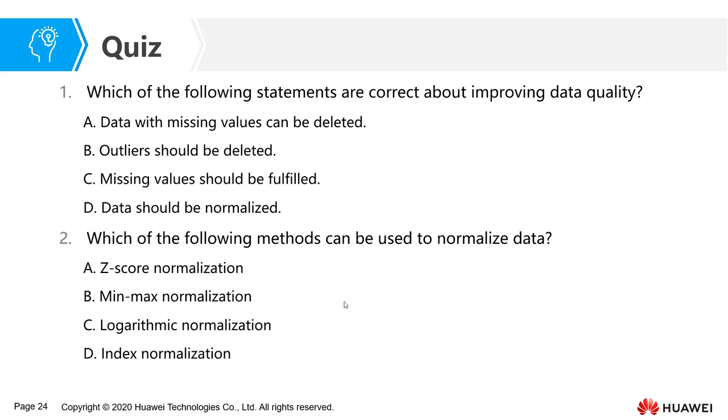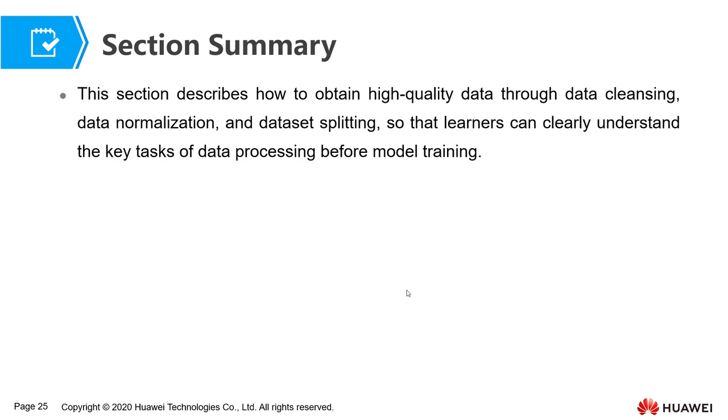Question 2. Which of the following methods can be used to normalize data? Z-score, min-max, and logarithmic are normalization methods, but index normalization is not a data normalization method. This section describes how to clean data, normalize data, and divide data to facilitate model training and testing. I believe after learning this section, you now understand the importance of data preprocessing before training the model.